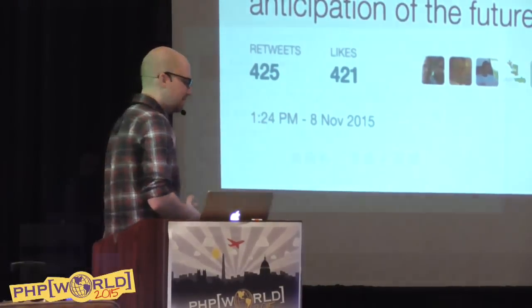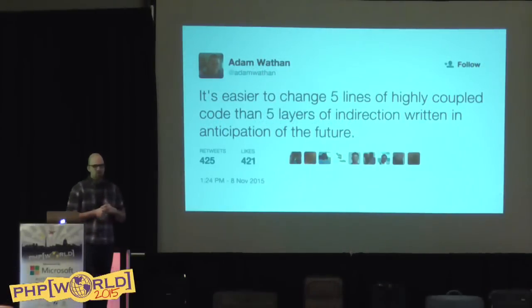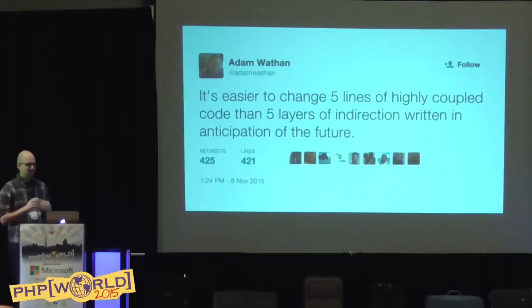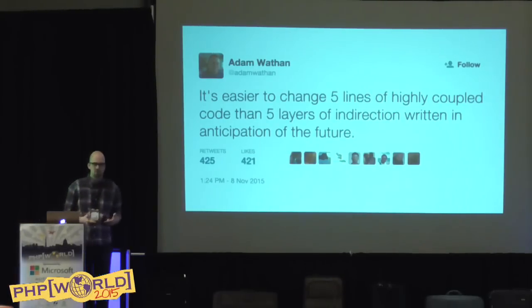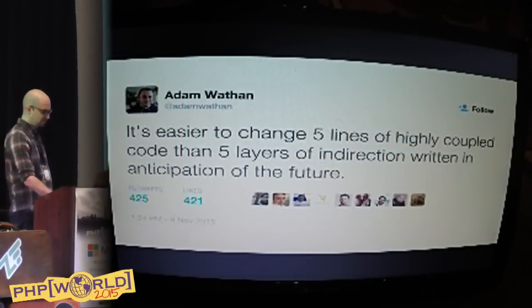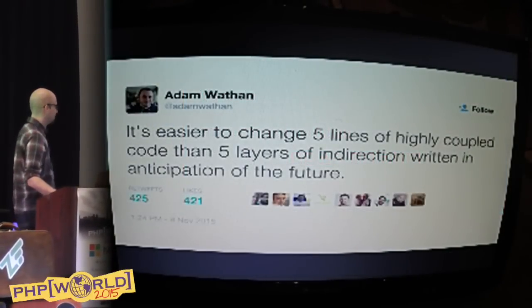My good friend Adam Wathan runs a podcast called Full Stack Radio, and he had this tweet the other day that was actually really good. It's easier to change 5 lines of coupled code than 5 layers of indirection written in anticipation of the future, because you always predict the future wrong, like it's inevitable. And it had 425 retweets, so pretty true, I guess, pretty valid.